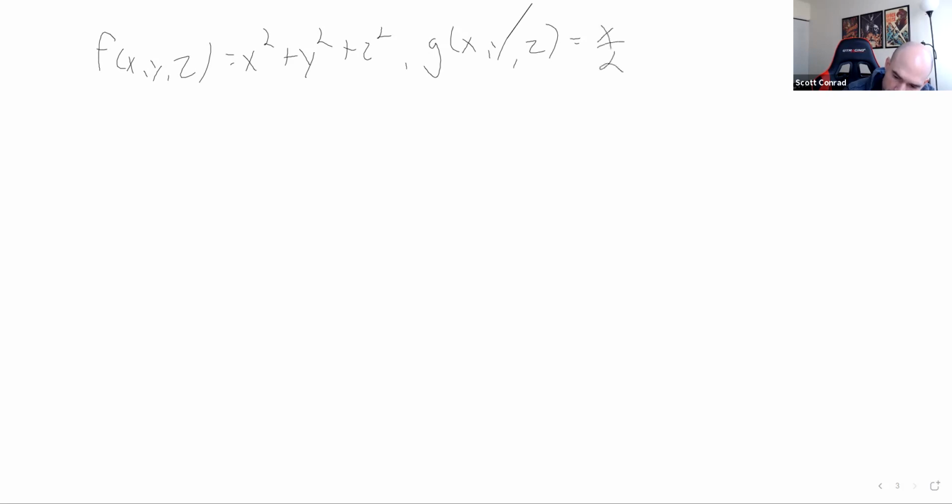So let's set up our 4 equations here. I'll just write those down again. Our f of x, y, z is x squared plus y squared plus z squared, and our g of x, y, z is x over 2 plus y over 4 plus z over 4 equals 1. Okay. So we have the gradient of f equals lambda times the gradient of g. In other words, f sub x is equal to lambda g sub x, f sub y is equal to lambda g sub y, f sub z is equal to lambda g sub z.